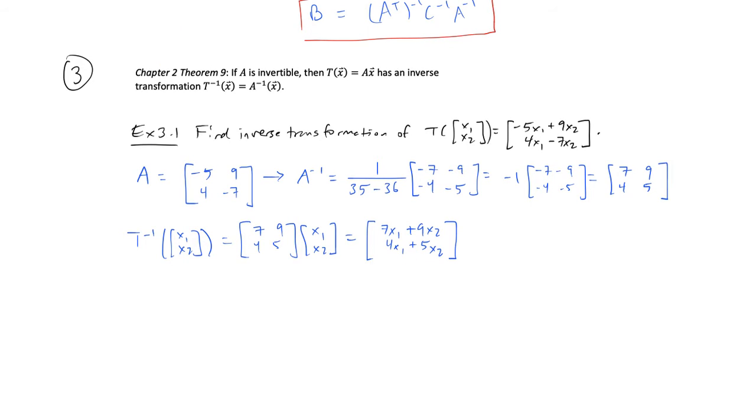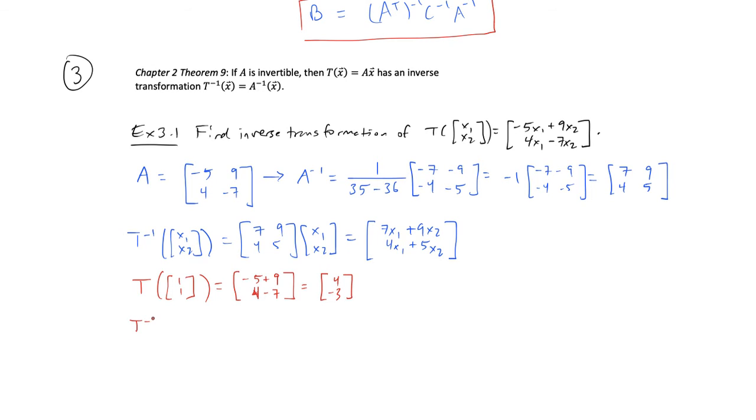All right, so let's check our work here. And let's take a vector and transform it, and then apply the inverse transformation and see that we get back to the original vector. So let's just put in 1, 1 into our transformation. So that's going to work to be -5, 9 plus 9, 4 minus 7, and that's going to be 4, -3.